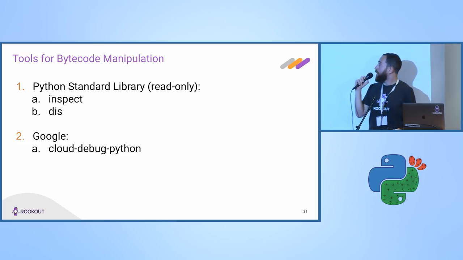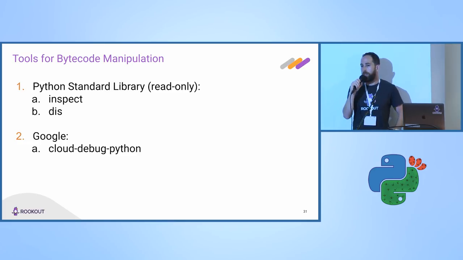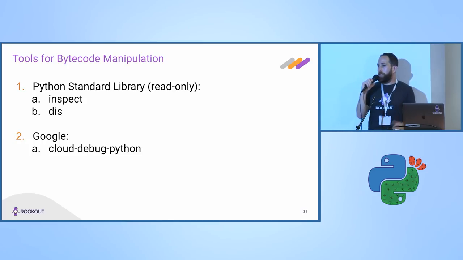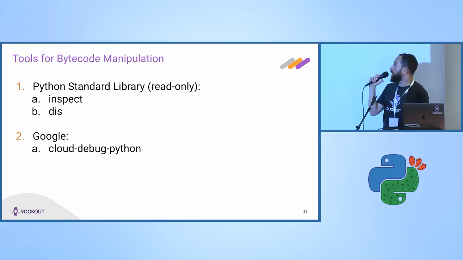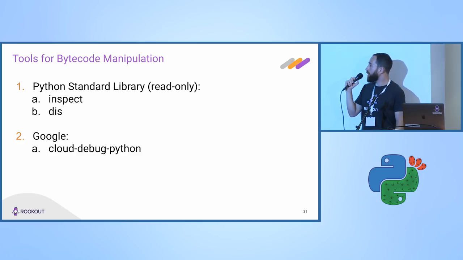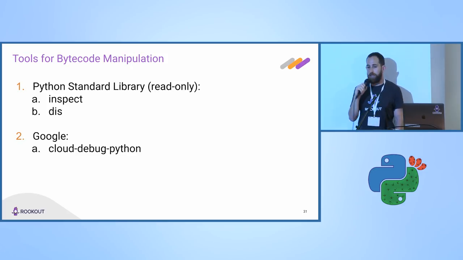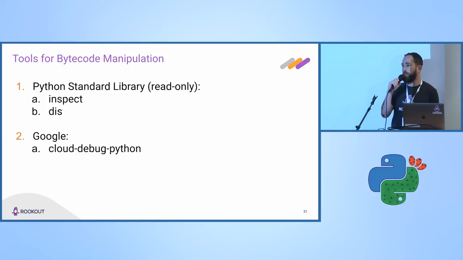Now, unfortunately, Python does not offer any way to update the bytecode in memory. You actually have to recompile the code from source every time. And that's a bit of a problem for us. If you are interested in learning more about how you can update the bytecode using the C API, there is a native extension by Google called Cloud Debug Python that does a bit of that. And that's a great tool to look at if you're interested in learning more and experimenting with it.